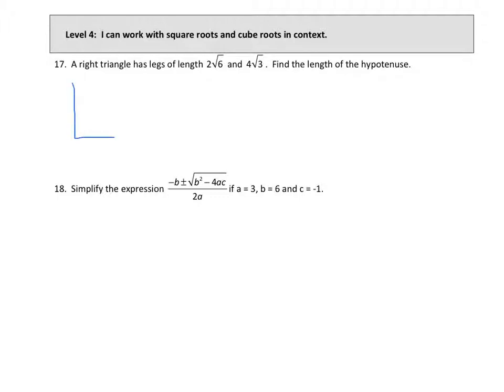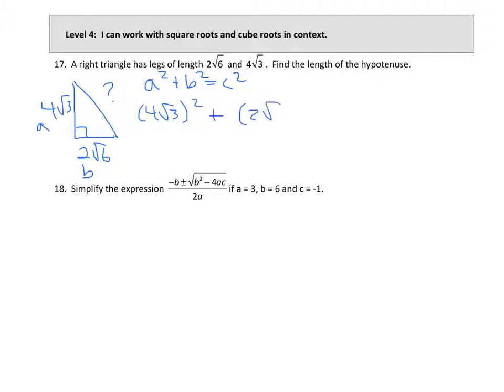So if we draw a right triangle, remember the legs are the two sides that make the right angle. So 2 root 6 and 4 root 3. And we're trying to find the length of the hypotenuse. And remember we use Pythagorean theorem to find the missing side in a right triangle. A squared plus b squared equals c squared. And so the two legs are a and b, and c is the missing hypotenuse. So we plug those in. We get 4 radical 3 squared plus 2 radical 6 squared equals c squared.